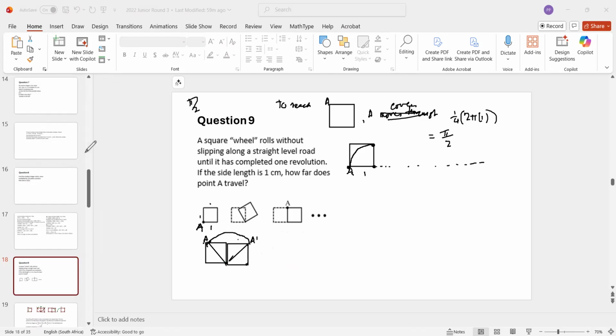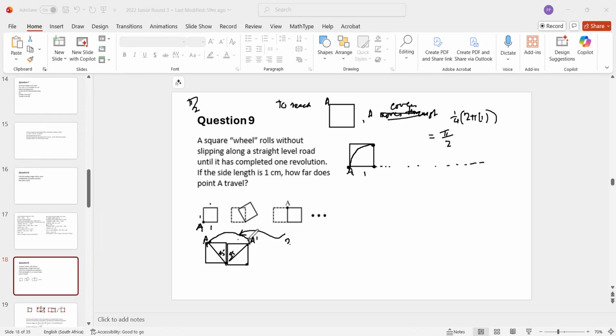Now, you see, this is a square here, and these are diagonals. So a diagonal is very important, it comes up again later. The diagonal bisects the opposite angles of a square. So these are 45 degree angles, and this angle here is 90 degrees. And now A travels along this arc here. So I need to know what this distance is.